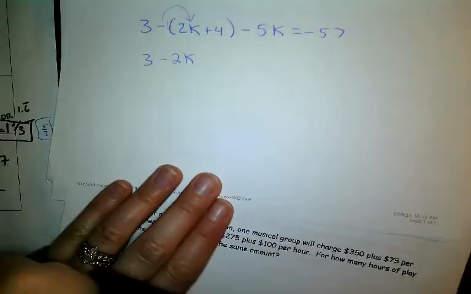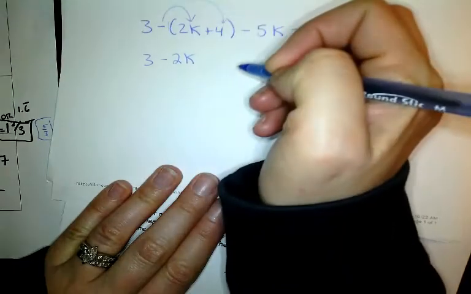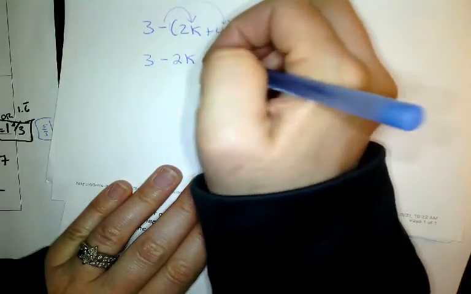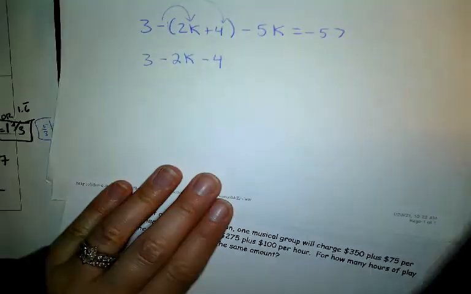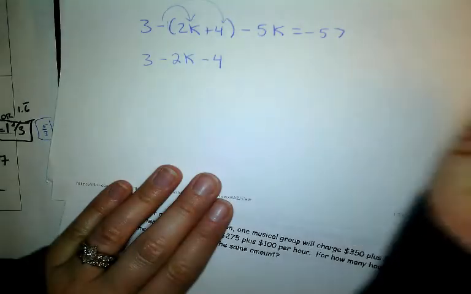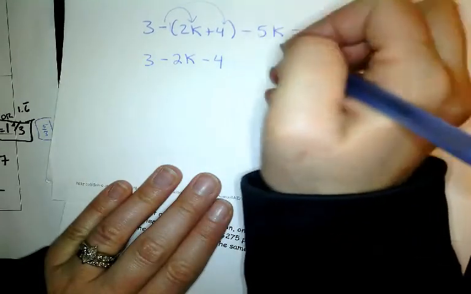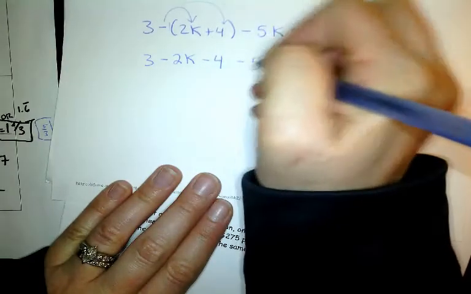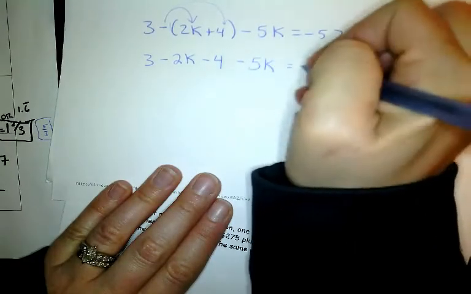-1 times 2k is -2k. And then -1 times positive 4, negative times a positive is negative. So you're going to get -4, or -4, whatever you want to call it. Bring the things down that you did not need or use.